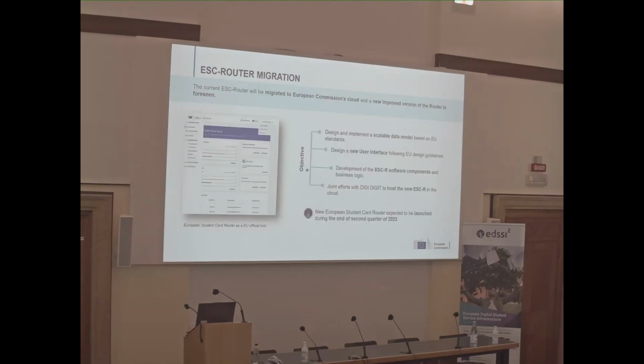Now, more concretely, what we have been doing in terms of the router migration to the European Commission, we've basically redesigned and implemented a new scalable data model. So we have checked what is now there in the European Student Card router. How can we make this more privacy preserving, more scalable? How can we deal with higher volumes of cards? So this is one of the things.